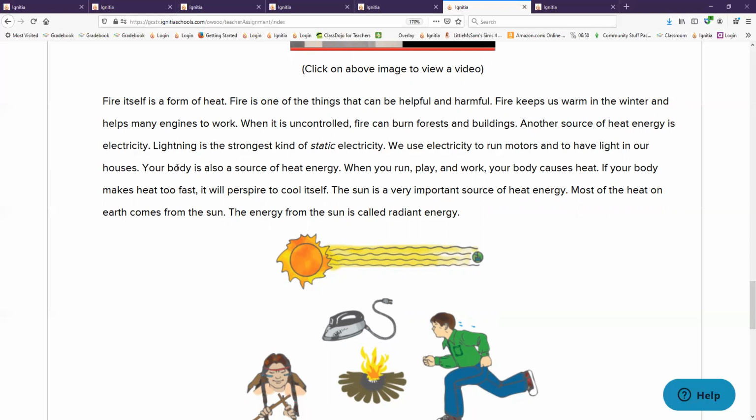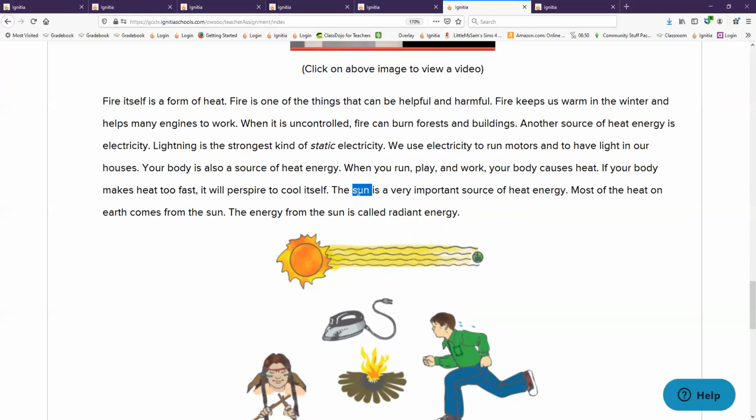Did you catch number 4? So friction, fire, electricity, and your body. When you run, play, and work, your body causes heat. If your body makes heat too fast, it will perspire, or you will sweat, to cool itself.